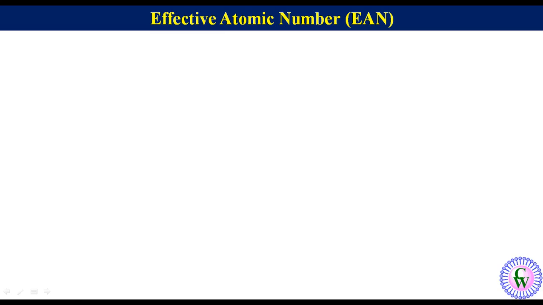Let's have another example, K3[Fe(CN)6]. We will follow the same steps. Atomic number of iron is equal to 26.